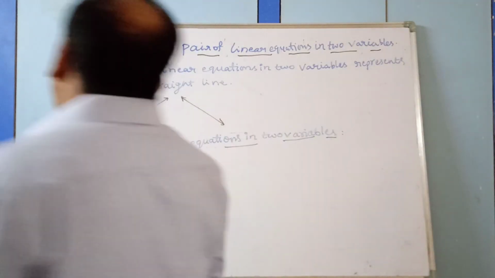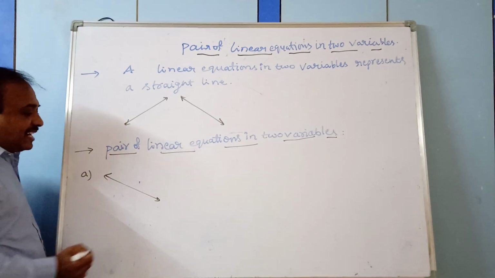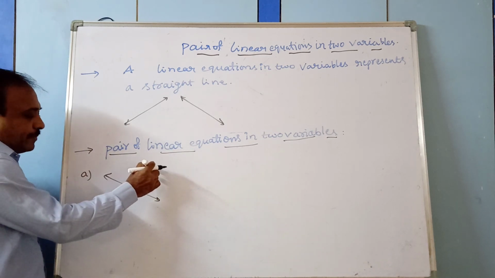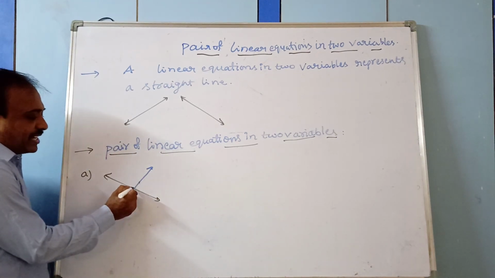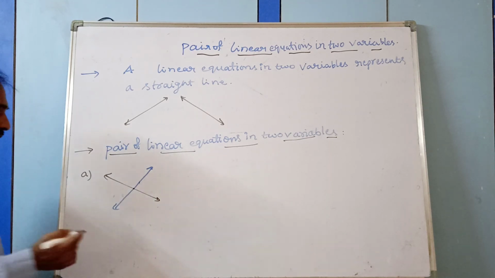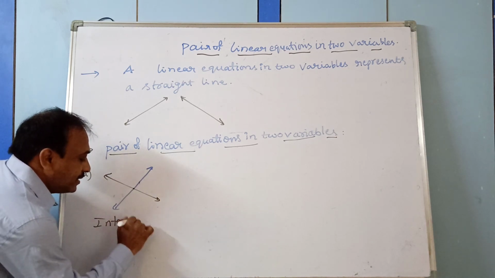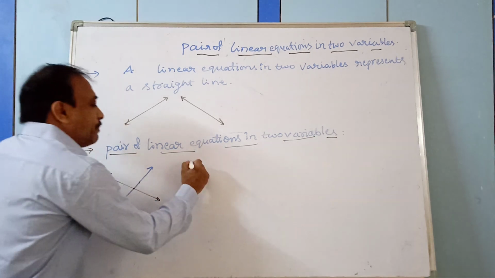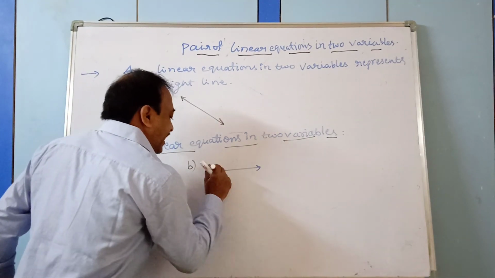Yes, you are right. If I draw one line like this, and one more person comes and draws a line, look at this, this is another line. Both are straight lines. What type of lines are these? Yes, you are right, they are intersecting lines.